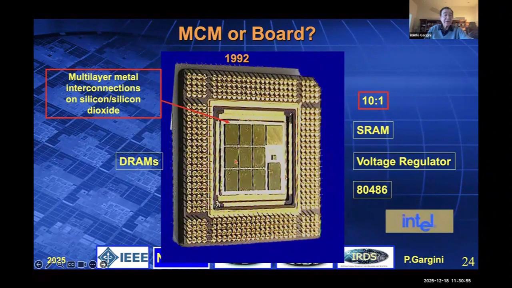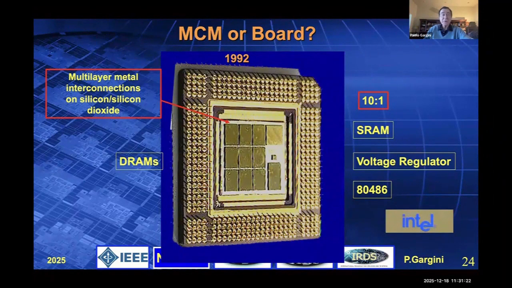Then you can see several dynamic RAM, a static RAM, a voltage regulator. All of these were quite different from the IBM concept, essentially taking a heterogeneous integration of components. But the main point was that all of this was assembled on a silicon substrate with multi-layer interconnection that connected all these components. Nothing happened, it was very expensive.